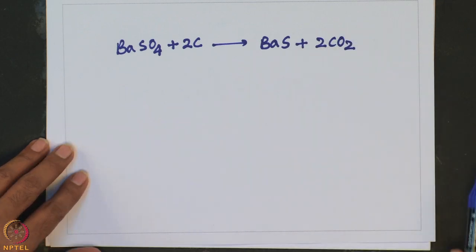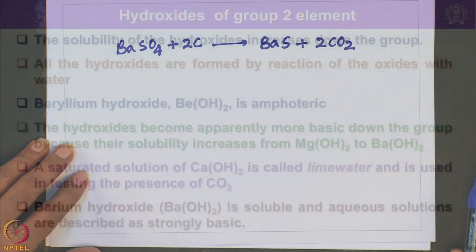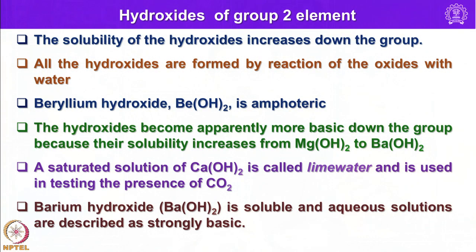Now, let us look into the hydroxides of group 2 elements. Again, the solubility of hydroxides increases down the group. All the hydroxides are formed by reaction of the oxides with water. Here, there should not be any confusion. Hydration enthalpy decreases down the group, but the solubility of the hydroxides increases down the group. All the hydroxides are formed by reaction of the oxides with water. You take any of these alkaline earth metal oxides and treat with water, the corresponding hydroxide will be formed. And beryllium hydroxide is amphoteric in nature.